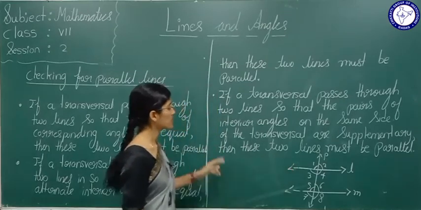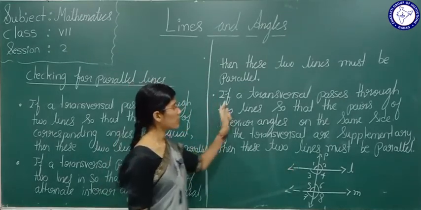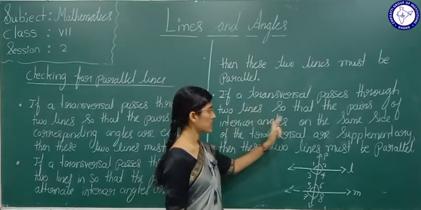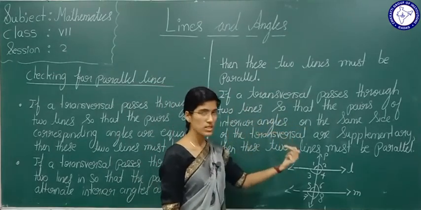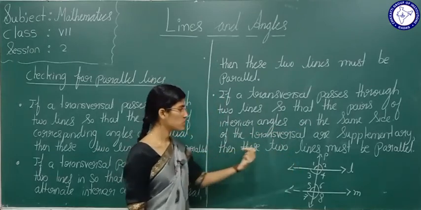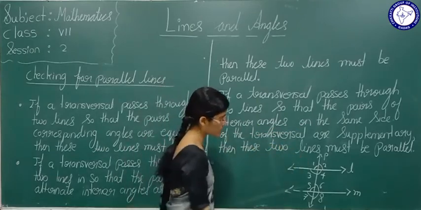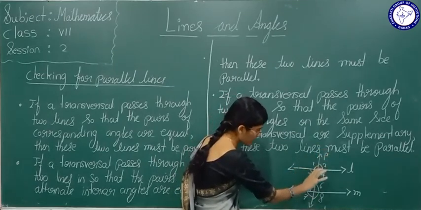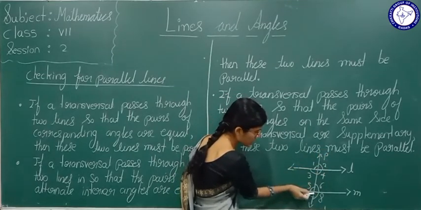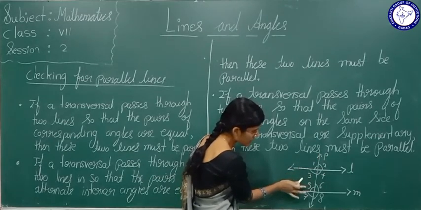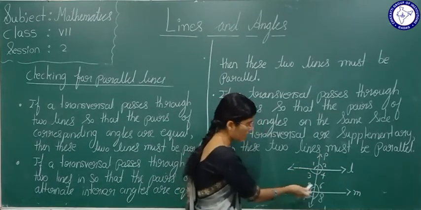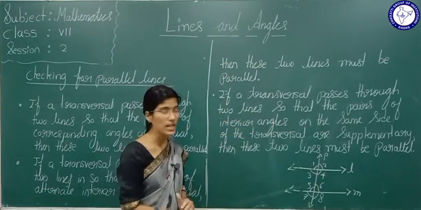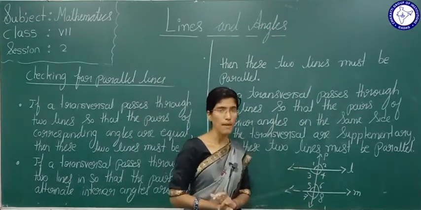Okay, in the similar way, third one you see, if a transversal passes through two lines so that the pair of interior angles on the same side of the transversal are supplementary, then these two lines must be parallel. Now see, suppose here these two lines, if a line P is intersecting at two distinct points, if angle 3 plus angle 5 is equal to 180 degrees and angle 4 plus angle 6 is equal to 180 degrees, at that time we can tell that these two lines are parallel.